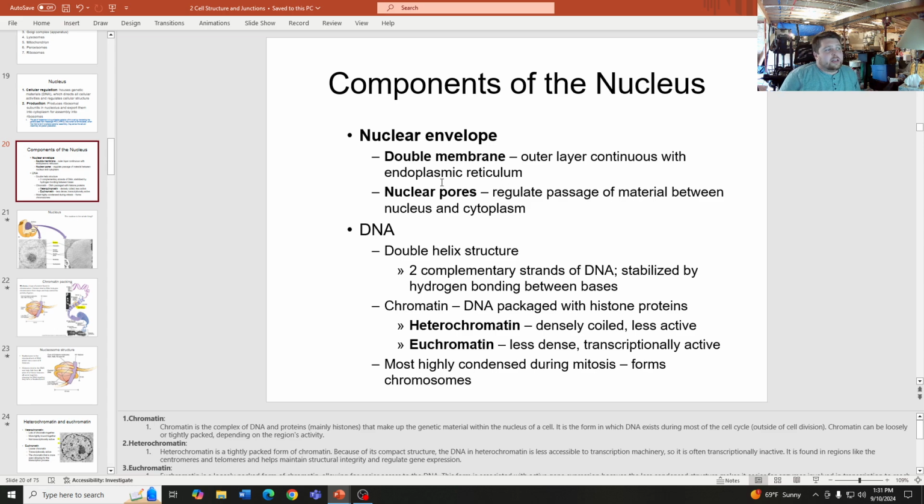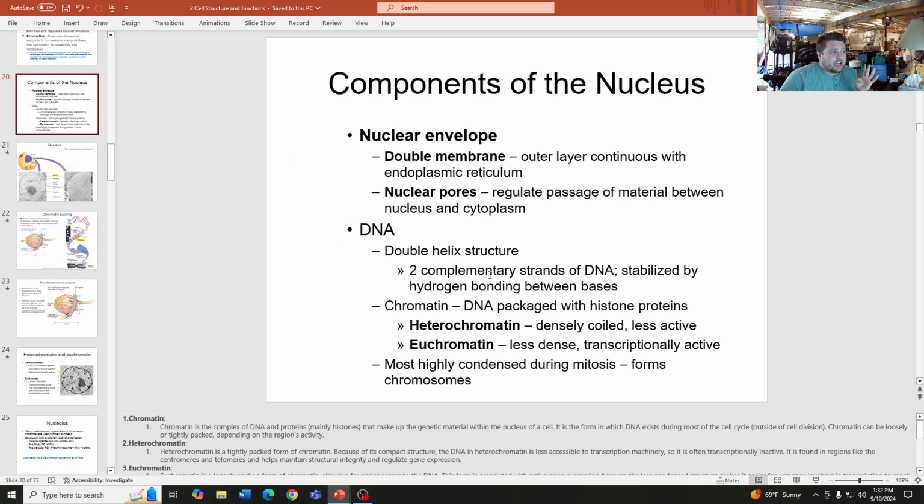The biggest difference between this membrane and the cellular membrane is that the nuclear envelope has nuclear pores. It has a bunch of little holes all throughout it, and those holes allow materials to transfer. Remember we talked about ribosomes and such going between the nucleus and into the cytoplasm to the rest of the cell. So there's open communication between the nucleus and the cytoplasm and the rest of the cell.